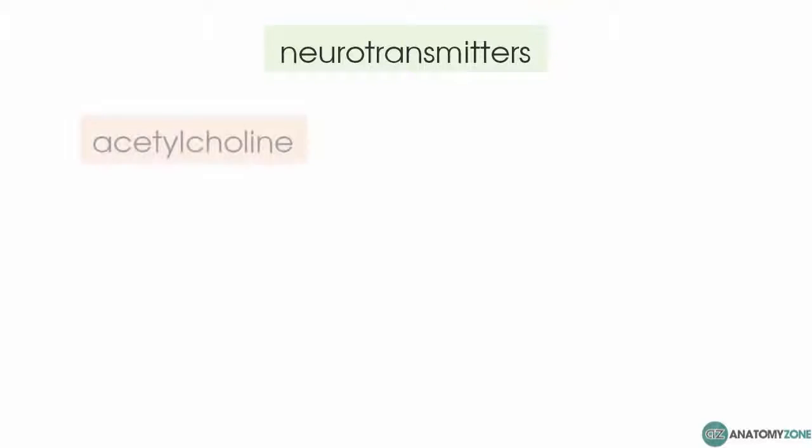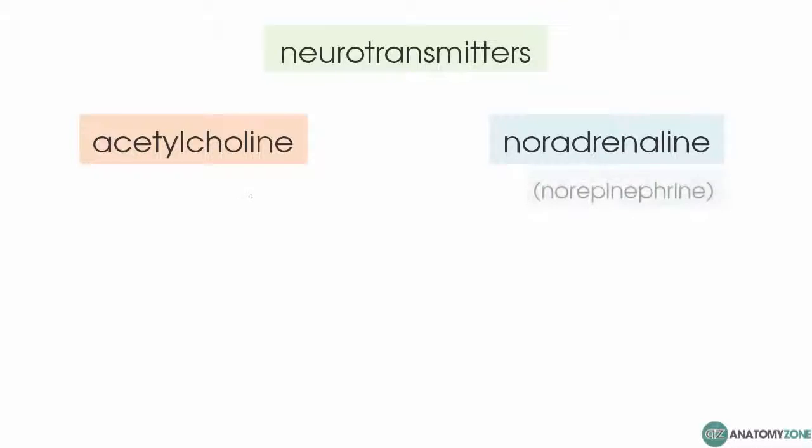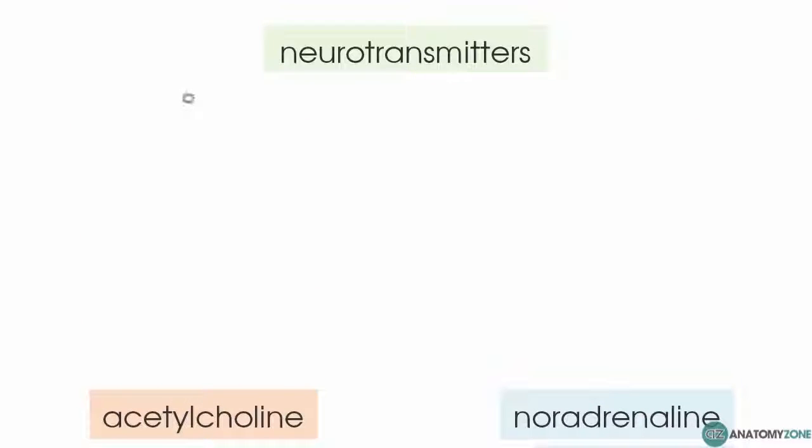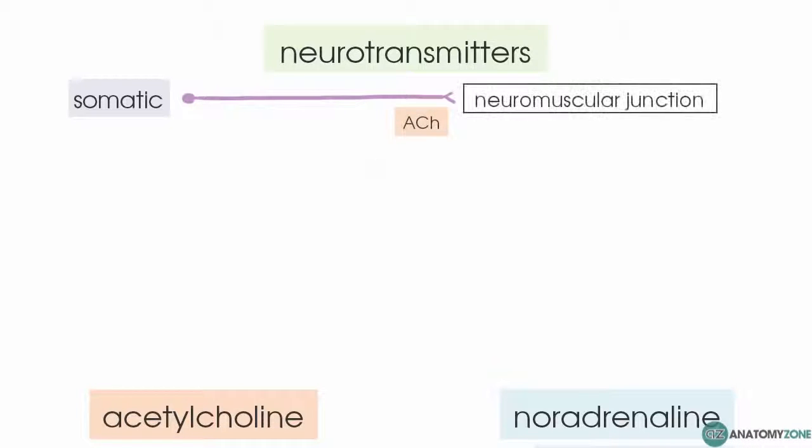So the next thing I want to talk about is the neurotransmitters within the autonomic nervous system. There are two main neurotransmitters, acetylcholine and noradrenaline. Noradrenaline is the same as norepinephrine. So this is a motor neuron of the somatic nervous system, and the neurotransmitter in this instance is acetylcholine released at the neuromuscular junction.